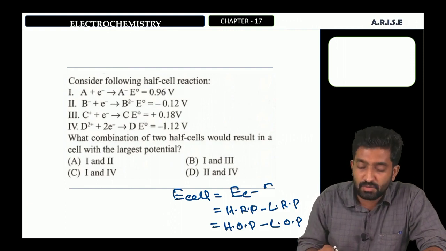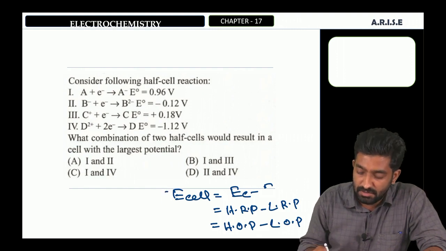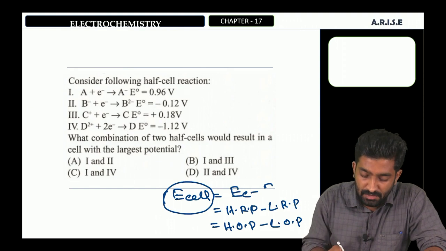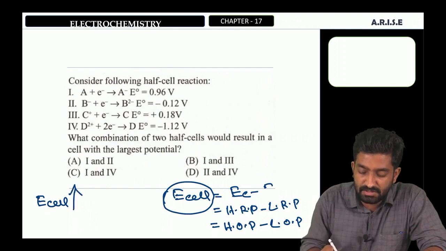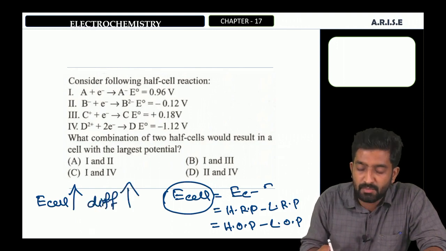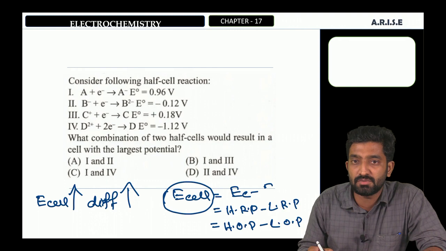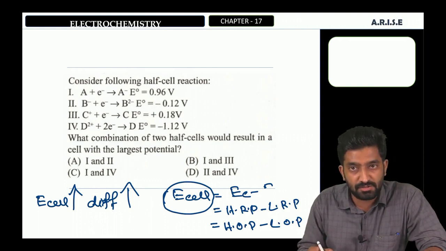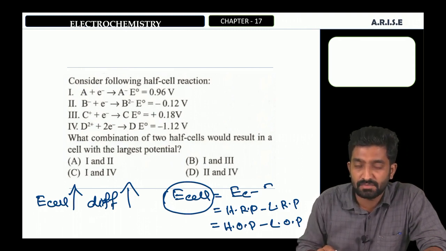And the question is, what combination of two half cells would result in a cell with the largest potential? That is, which one is the largest cell potential? When the difference between the potentials increases, the cell potential increases. Therefore, in these options, we need to find the largest reduction potential and the lowest reduction potential. That pair has the highest difference in reduction potential and it will have the highest cell potential.